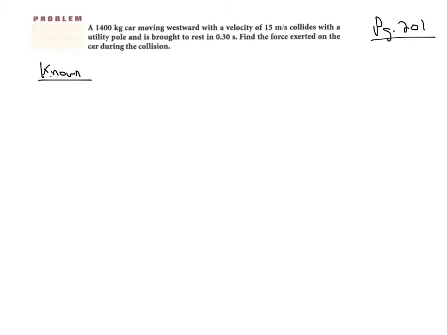So what I know is the mass of the car is 1,400 kilograms. I also know that the car has an initial velocity of 15 meters per second, and that is west, so it's going in the westward direction. And the time, it's brought to rest in a time of 0.3 seconds. So find the force exerted on the car in the collision.